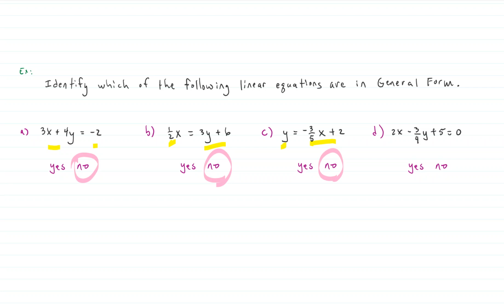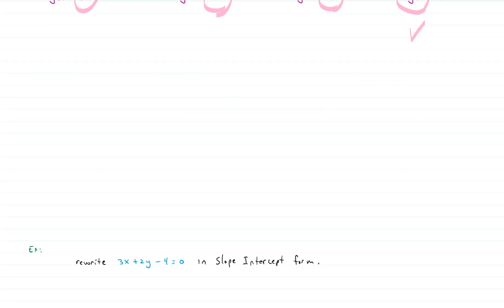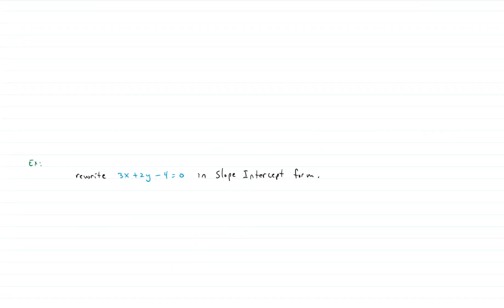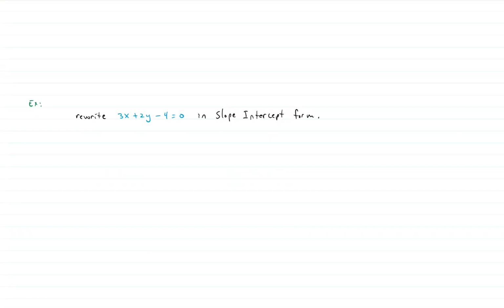Are any of these going to be yes? Example D is 2x minus 3/4 y plus 5 equals 0. There we go. We finally have one that has everything on one side of the equation and 0 on the other. So this last one is yes. This is the only one that is in the general form. The rest of them are valid forms, but they're not general form.